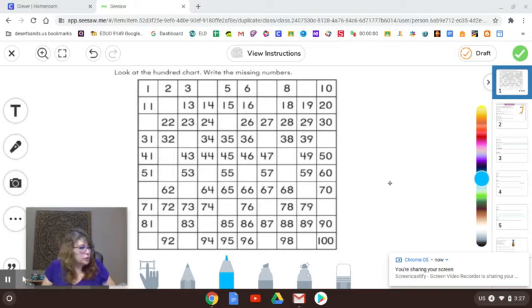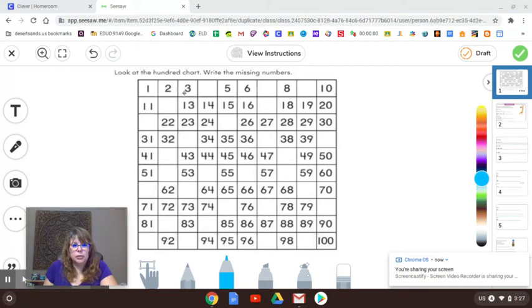Hi, boys and girls. We're going to be working today with Math 1.8, which is counting patterns within 100. So we're going to be looking specifically at patterns. On this first page that we're going to fill out, it says to look at the hundreds chart and write the missing number. So I'm going to write the missing number counting by ones. That's a pattern. So I'm going to count by ones.